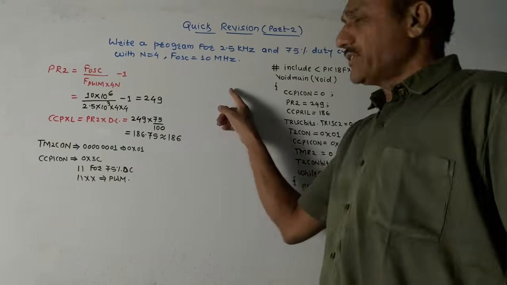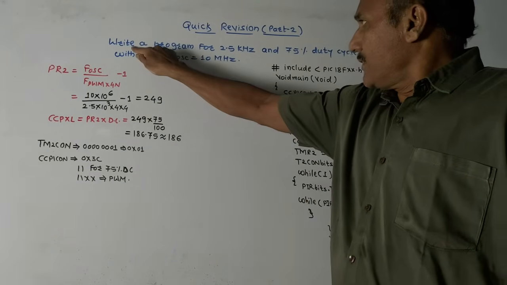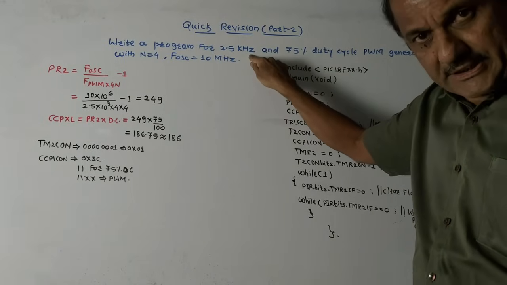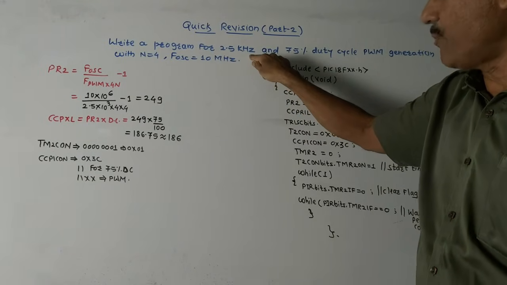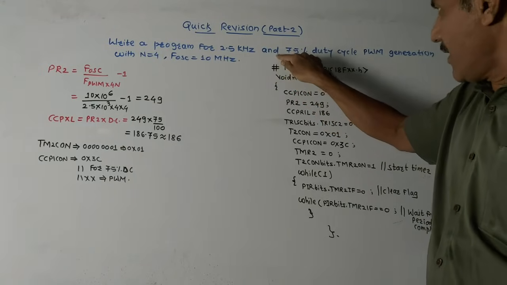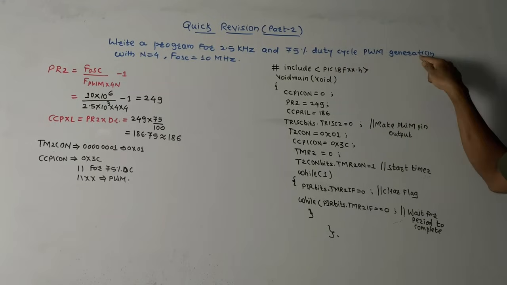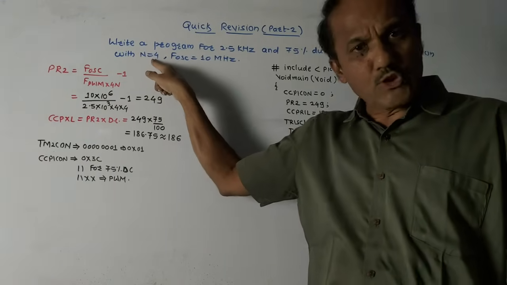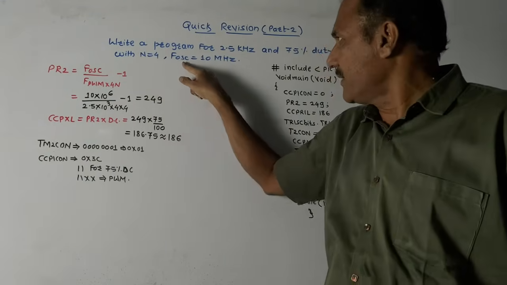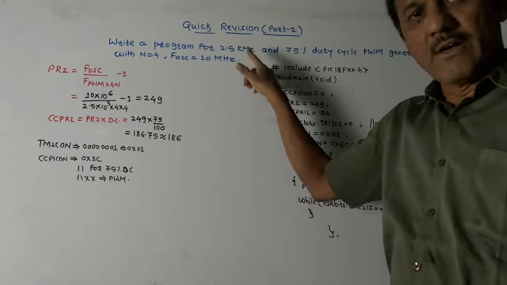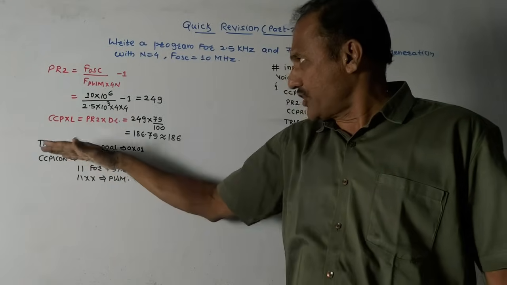Now let us discuss one program. The question is: write a program for 2.5 kilohertz PWM wave frequency and 75% duty cycle PWM generation, with n equal to 4. This is the prescaling factor. F oscillator, that is oscillator frequency, is 10 megahertz.